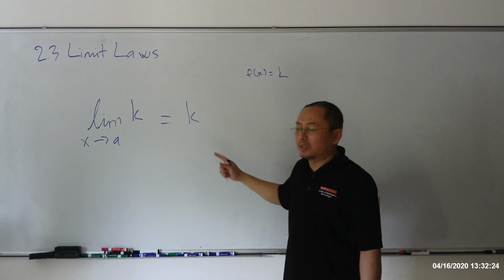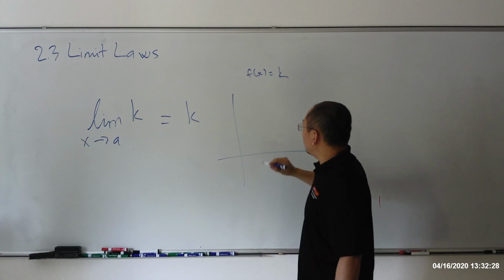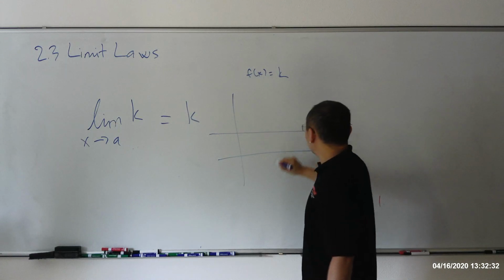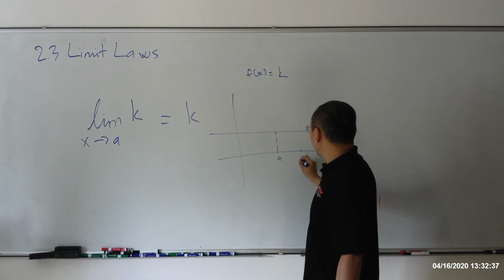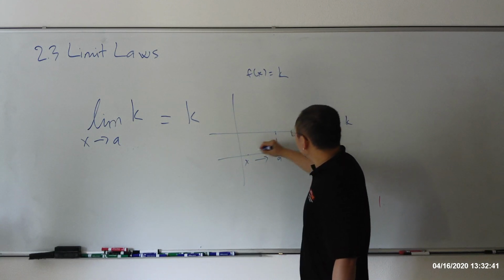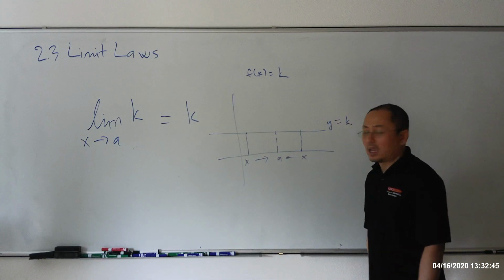Let me try to explain it using the graph. What is f of x equal to k? It's a constant, so it's going to be a horizontal line. This is y equals k. So a is right here, and x is somewhere right there. When x is getting close to a, what happens to f of x? f of x is always equal to k no matter what, right?